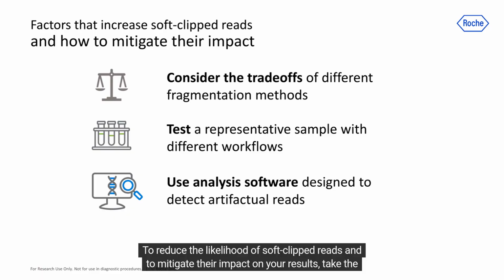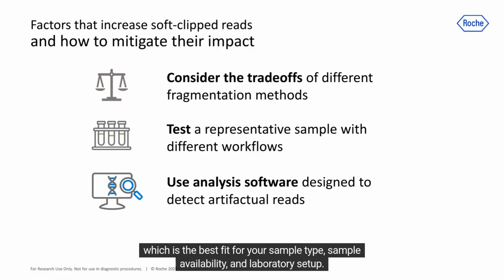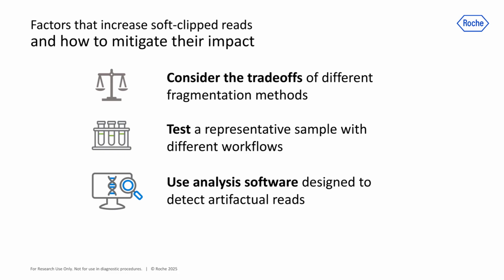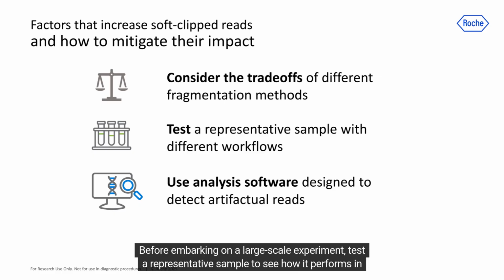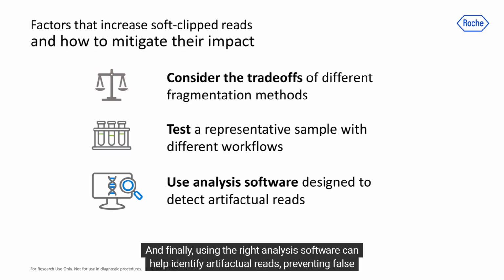To reduce the likelihood of soft-clipped reads and to mitigate their impact on your results, take the time to consider the trade-offs associated with the different types of library prep workflows and understand which is the best fit for your sample type, sample availability, and laboratory setup. Before embarking on a large-scale experiment, test a representative sample to see how it performs in different workflows. And finally, using the right analysis software can help identify artifactual reads, preventing false variant calls.